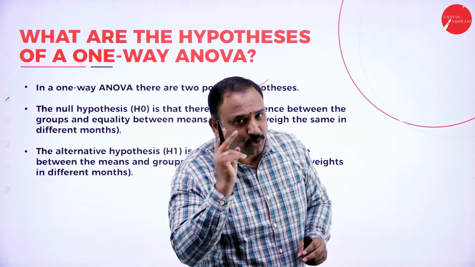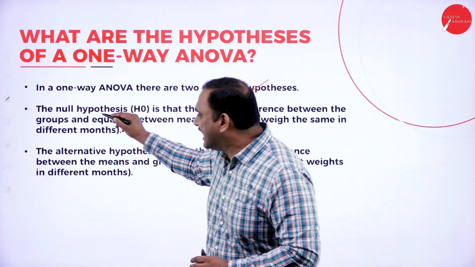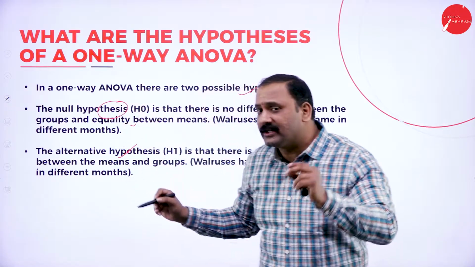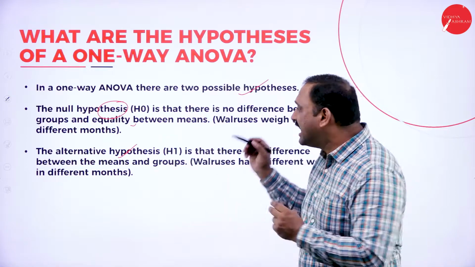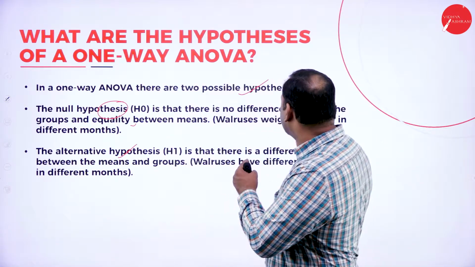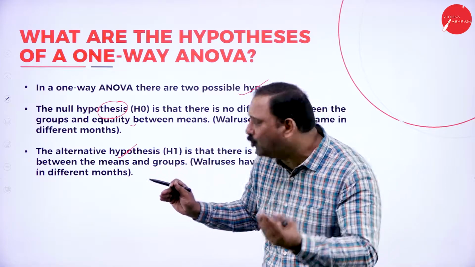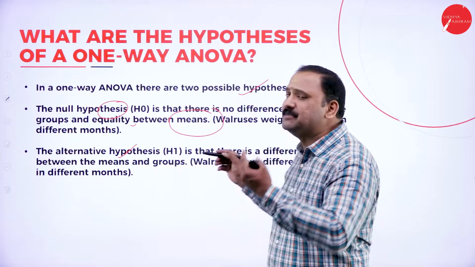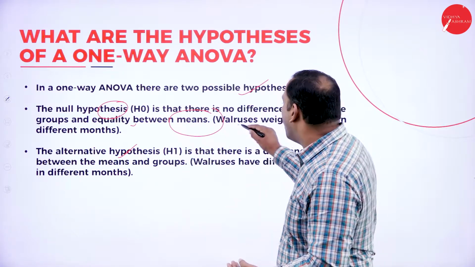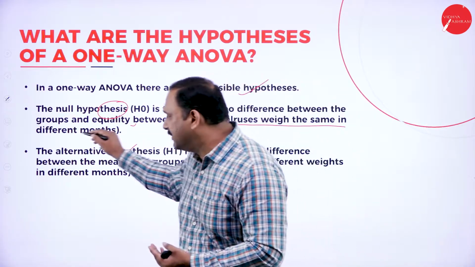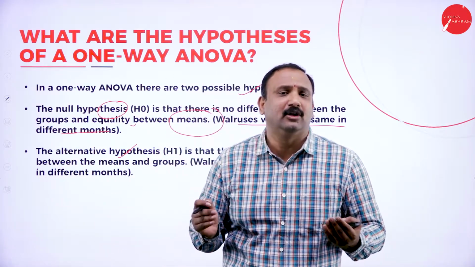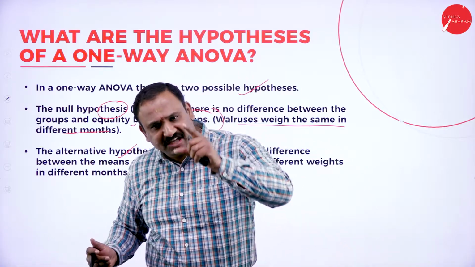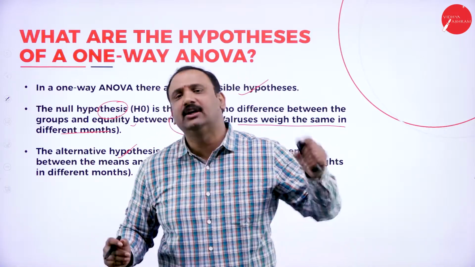So, there are going to be 2 parts of the hypothesis, a null hypothesis and an alternative hypothesis. Now, what is a null hypothesis? A null hypothesis is that there is no difference between the groups and equality between the means. For example, I'm just taking a factor here: walruses weigh the same in different months. If I'm going to look into an animal called the walrus, I'm just making a statement: they are going to have the same weight throughout the year altogether.